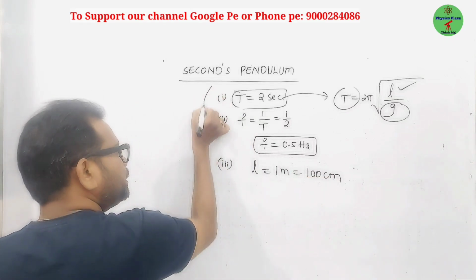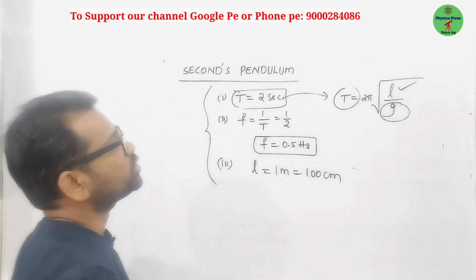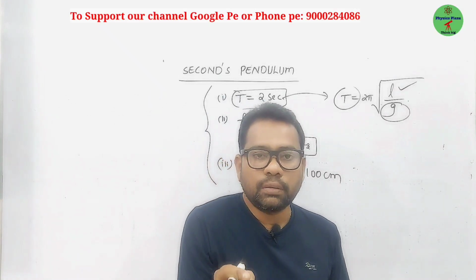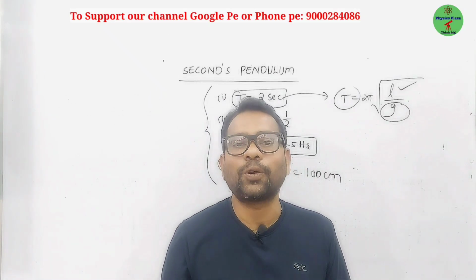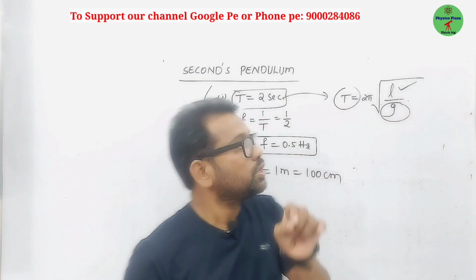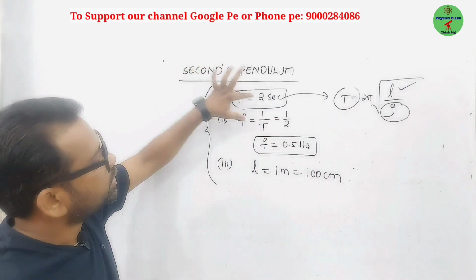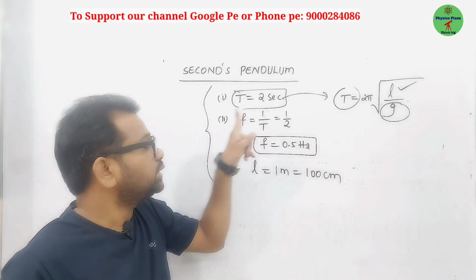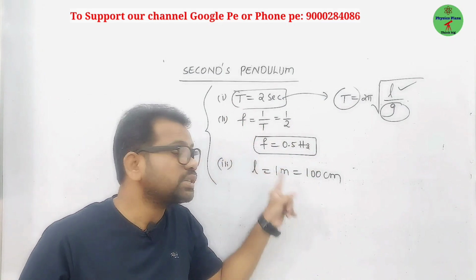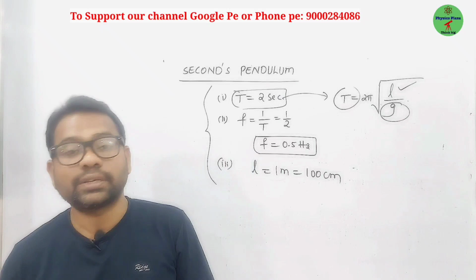Dear children, these 3 points are very important regarding the seconds pendulum. The pendulum which takes 2 seconds to complete one oscillation is called a seconds pendulum. So the time period of a seconds pendulum is 2 seconds. The frequency of the seconds pendulum is 0.5 hertz and the effective length of the seconds pendulum is 100 centimeters.